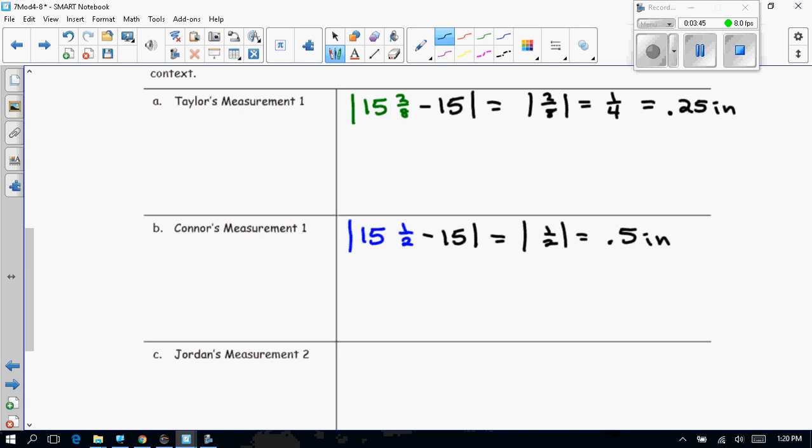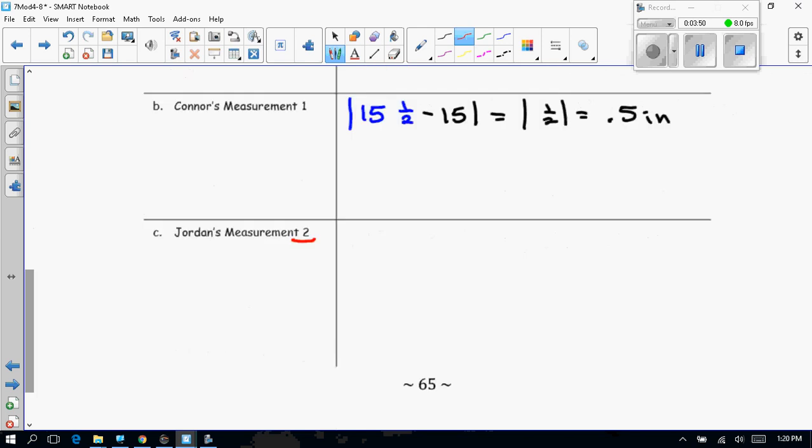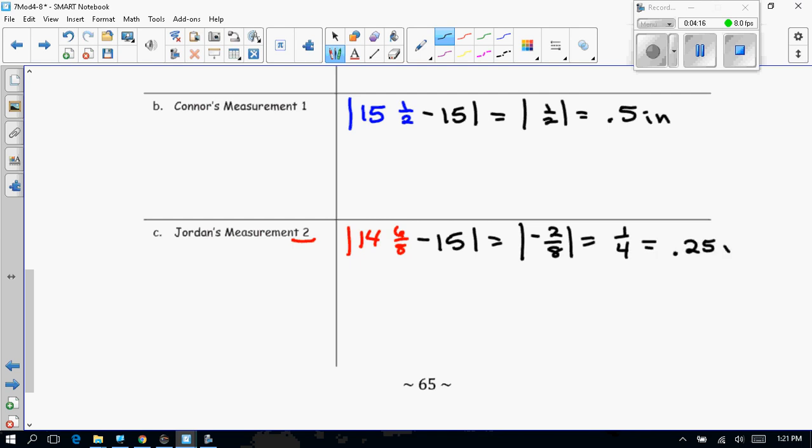Let's take a look at Jordan's second measurement. It was 14 6/8, and we subtract the actual, which is 15, so the absolute value ends up being negative 2/8. The absolute value of a negative number becomes positive, so 2/8 becomes positive 1/4. Jordan was off by 0.25, or 1/4 of an inch. That's basically how we're going to work with these.